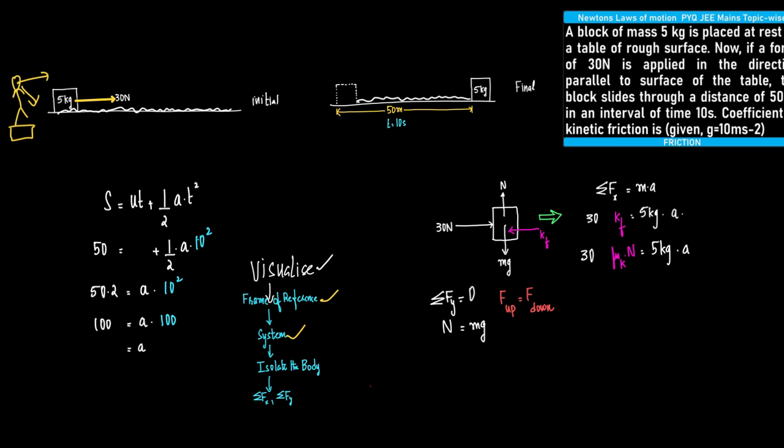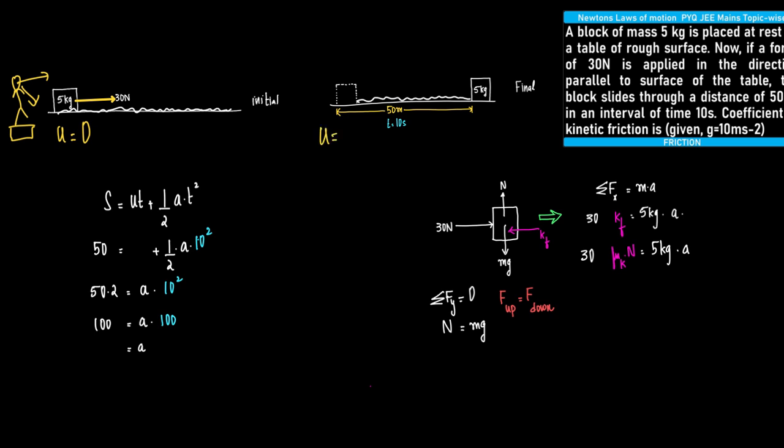Then we have to apply sigma Fx and sigma Fy, so this portion is not required now. Let us focus on the given conditions here. So we have 5 kg, 30 Newton. It is at rest, so we can say that u is equal to 0. It is also given to us that the displacement is 50 meter in 10 seconds. The moment you see displacement and time, what comes to your mind? Exactly, the displacement-time relationship, which is S is equal to ut plus half a t square.